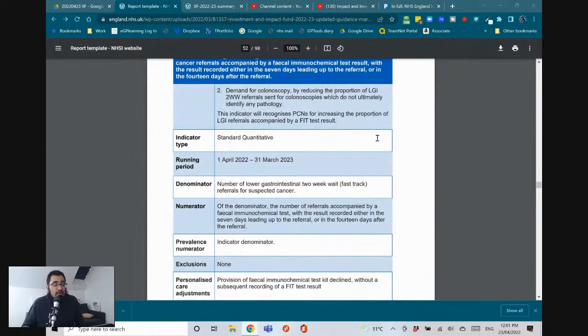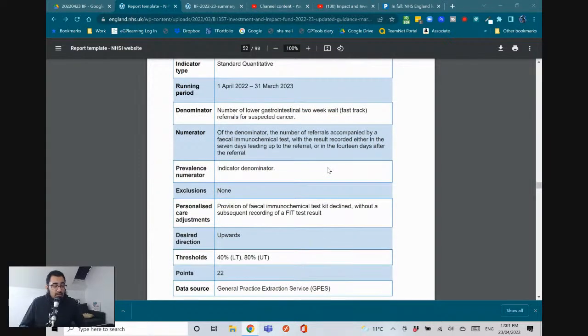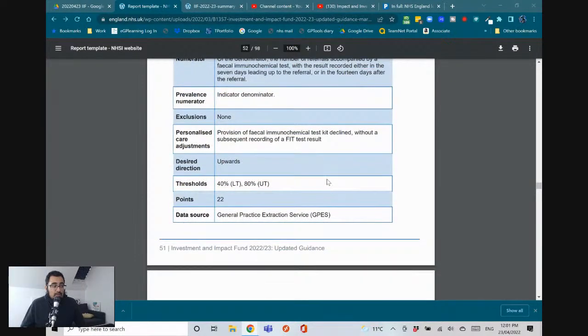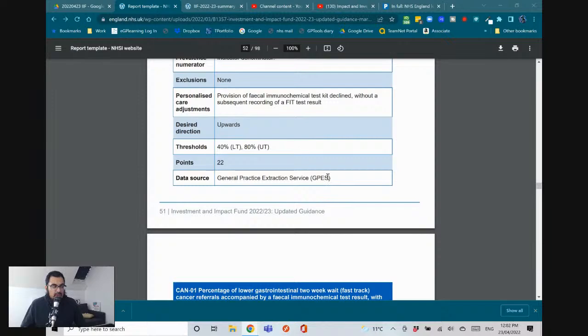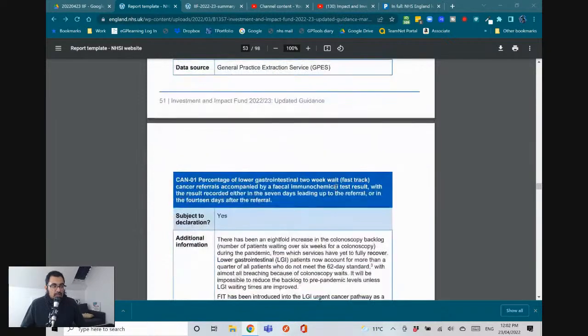It's a standard quantitative criteria for this financial year. The denominator is the number of lower GI 2-week wait fast track referrals for suspected cancer, and the numerator is the number of referrals accompanied by a FIT test where the result is recorded either in 7 days up to the referral or 14 days after referral. There are no exclusions. PCA is provision of faecal immunochemical test (FIT) declined without subsequent recording of a FIT test afterwards. So understanding how that's been documented. It's an upward trend with 40% lower threshold, 80% upper threshold, and 22 points, just over £4,000 for your network on extraction through the GPES service.